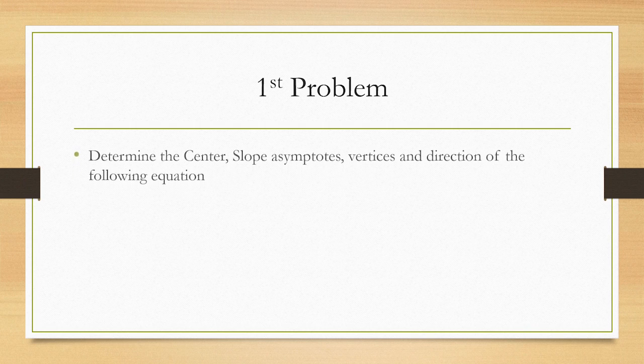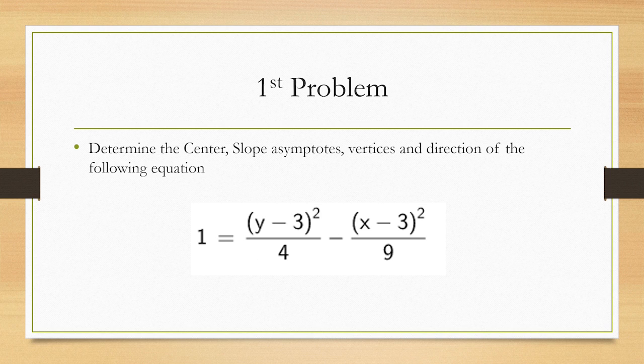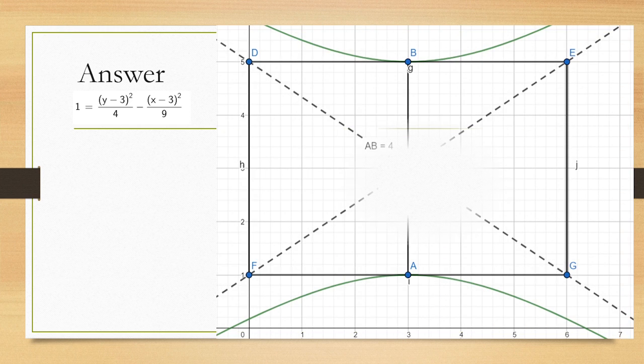So let's start with our first problem. The first problem asks to determine the center, the slope asymptotes, the vertices, and the direction of the following equation. So I'll give you some time to do it, and I'll be back with the answer. One eternity later. So let's go to the answer. I graphed the equation for a better understanding, but you didn't have to do this.